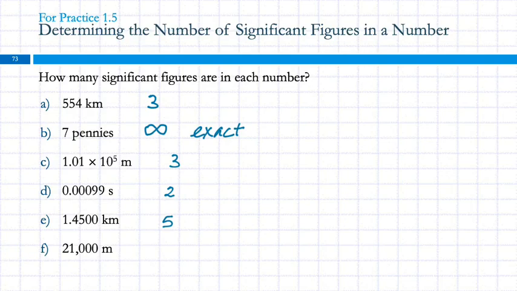21,000 meters. If pressed for a number, you'd say 2 significant figures. A better answer would be, that's ambiguous, because we can't be sure what the writer of that number meant. They might have meant 21,000 meters to the nearest meter, or to the nearest 10 meters, or to the nearest 100 meters, or to the nearest 1,000 meters. We can't tell. So then, if we're pressed to give a number, we'll say 2. Any questions?